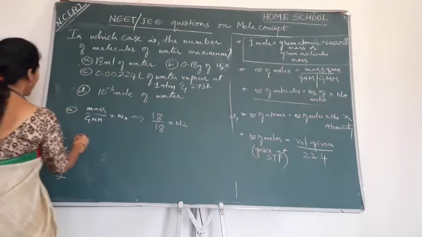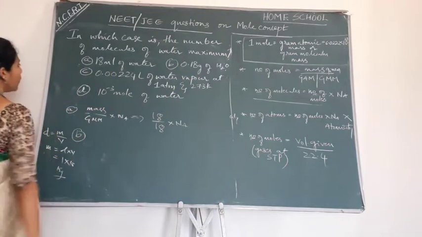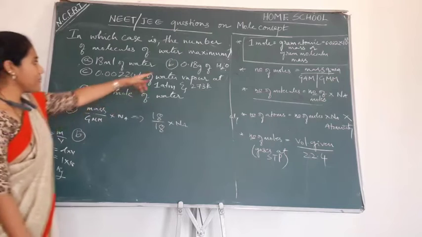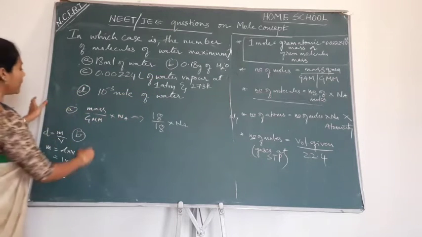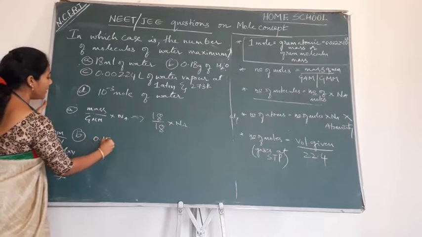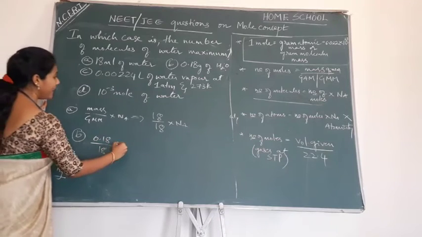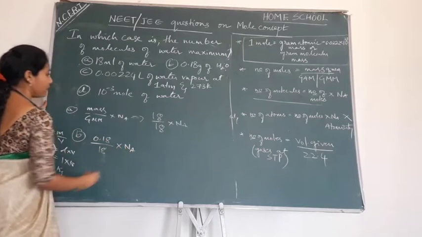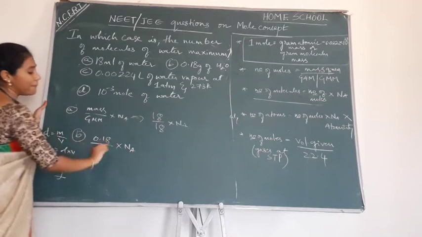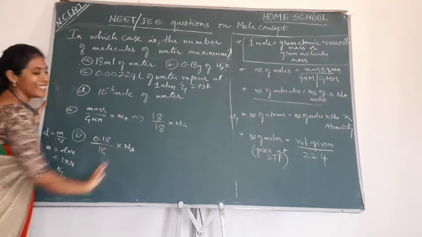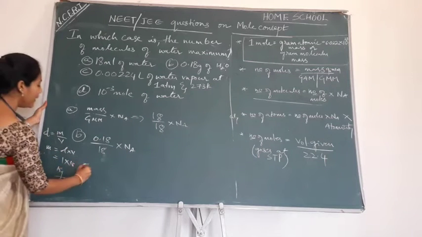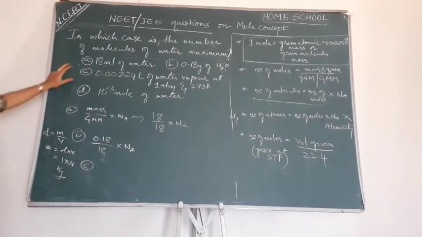Okay, fine. And I will go for calculating option B. Mass is directly given, so number of moles will be 0.18 divided by gram molecular mass of water, 18, into Avogadro number. Just at last I am comparing the values, I am not calculating in detail. And let me calculate the number of moles for option C.